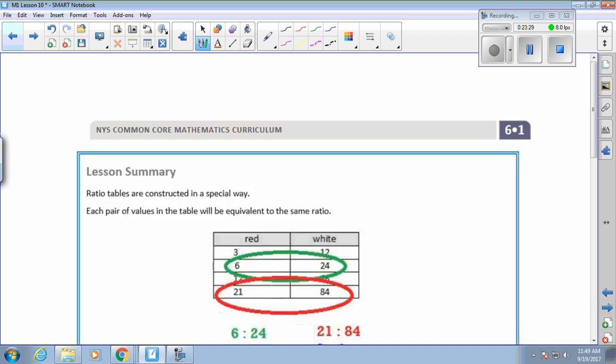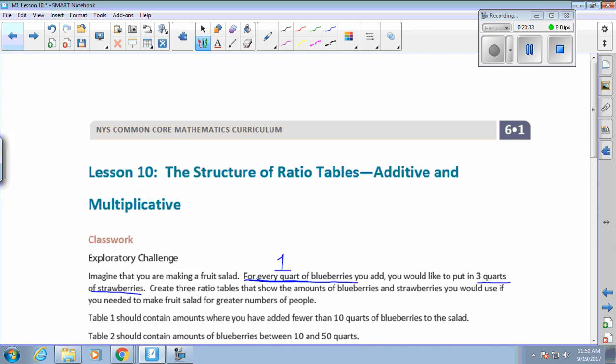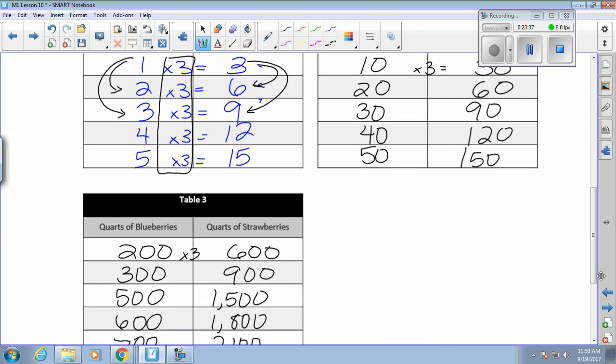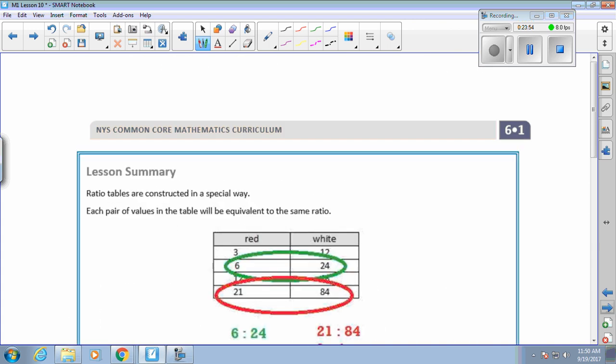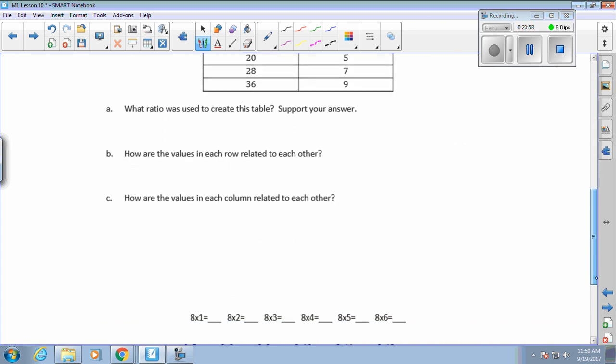Back here when we talked about our fruit salad, we did not need to make a table with 50 rows or with 200 rows, right? We were able to make that a little more efficient because we knew the multiplicative part of this that told you to multiply by 3 in that case, okay? So when you're making your lemonade table, do the same thing. Your homework is to finish that page, and we'll go over that tomorrow, guys.